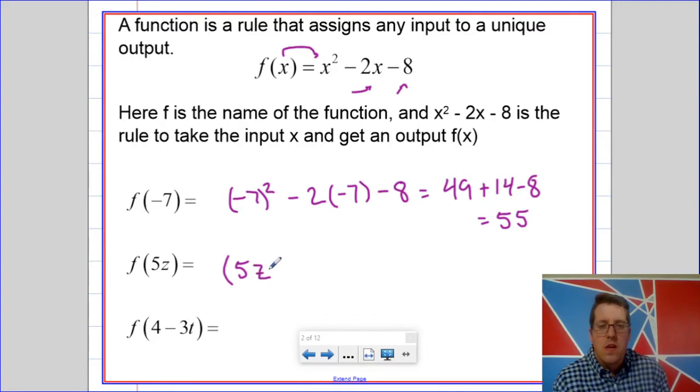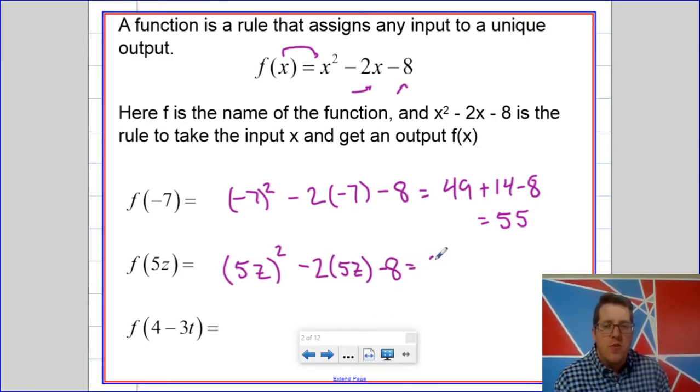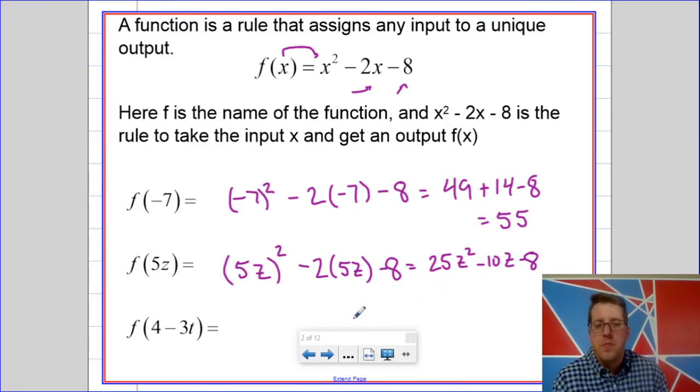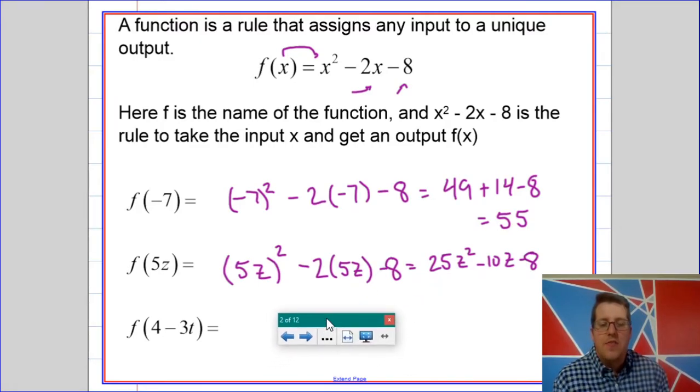So for the next one, we're going to take 5z and square that, subtract 2 times that, and then subtract 8. And this one's actually not going to simplify down at all. So 25z squared minus 10z minus 8. No like terms, so it doesn't simplify. Okay, now the last one is one that is commonly missed.